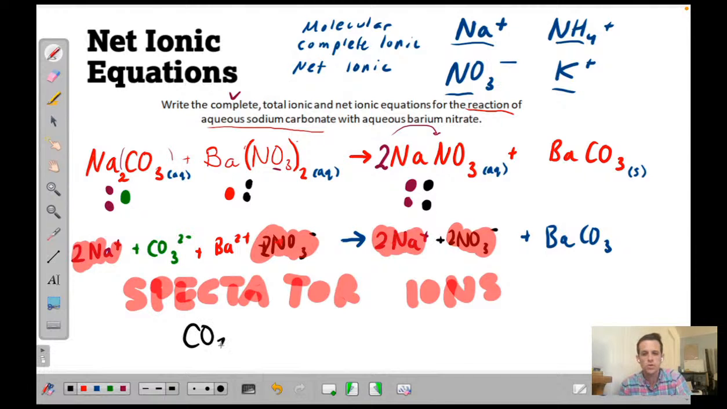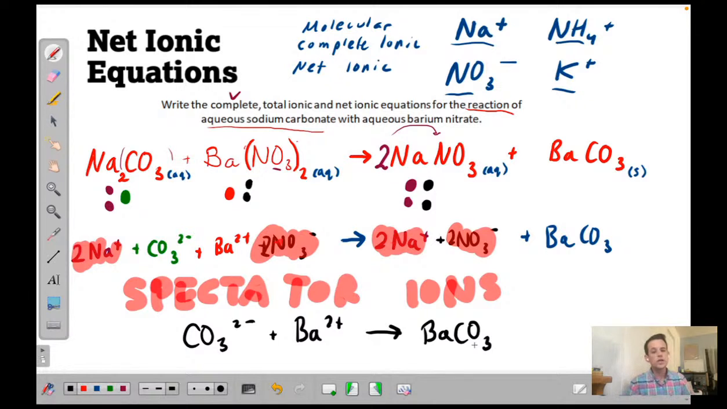Okay, so CO3 2-, plus the barium ion, and that's going to become BaCO3. So that's the real chemical reaction that's occurring in this particular reaction. Even though there was sodium and nitrate involved, they were basically being spectators. They were not really active in this process.